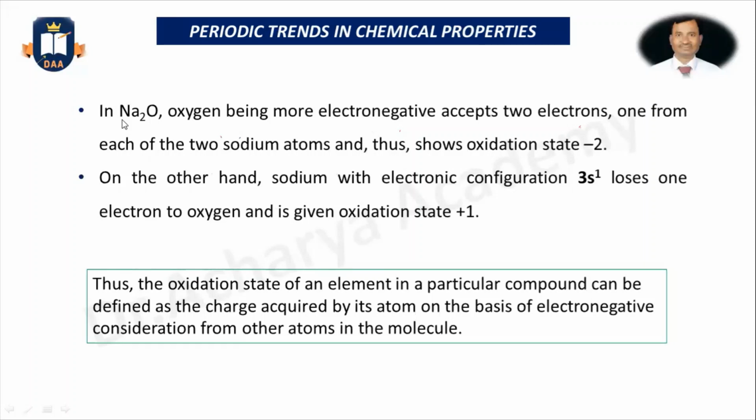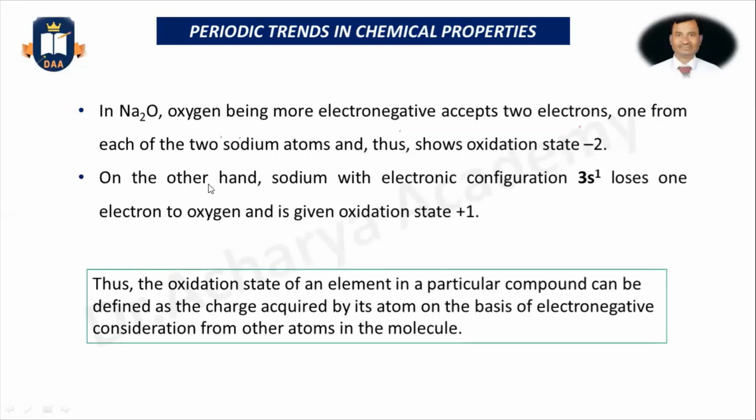Now we'll consider the compound Na2O. Here we know that oxygen is a more electronegative element than sodium. So whatever the oxidation state is with oxygen, its sign will be minus. So oxygen, in this compound Na2O, has an oxidation state of -2.